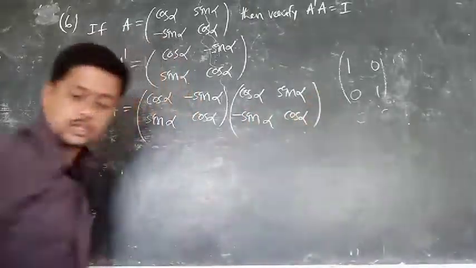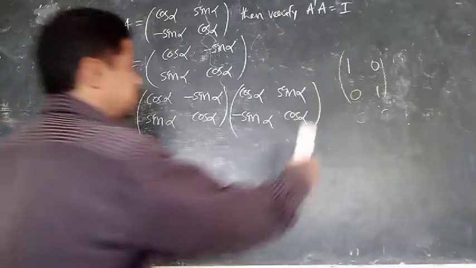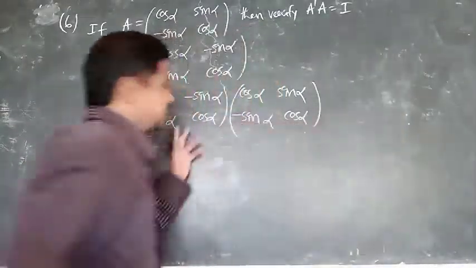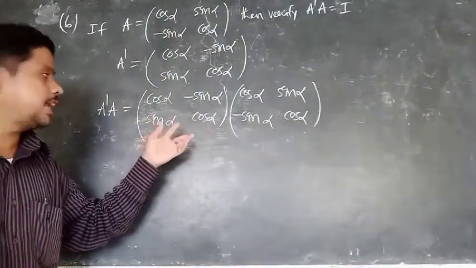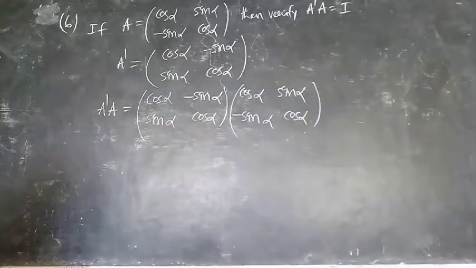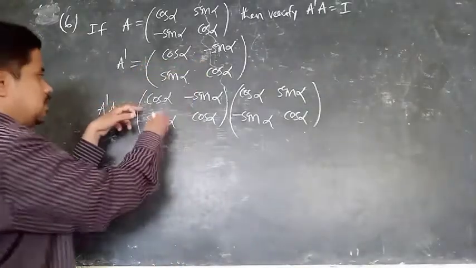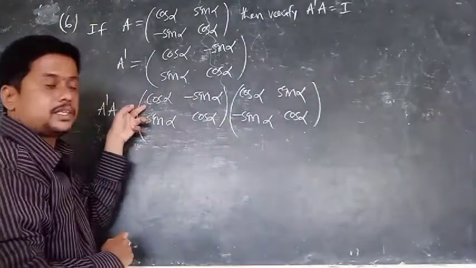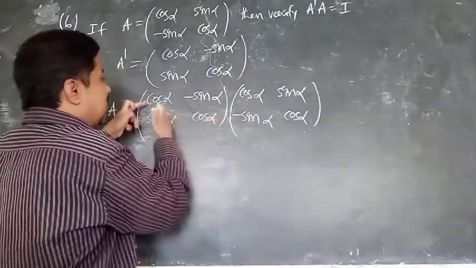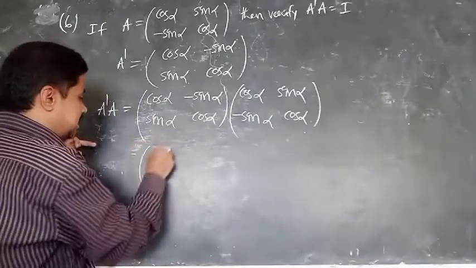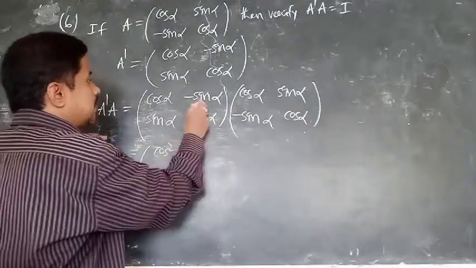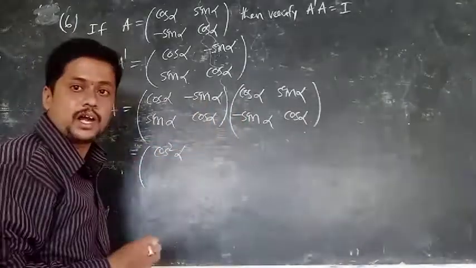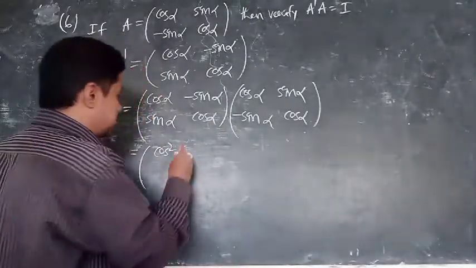So like that I have to write first. If you write like this, we can easily eliminate mistakes. Fix the first row and first column. Cos alpha into cos alpha is cos square alpha. Minus sin alpha into minus sin alpha is what? Minus into minus is plus, so plus sin square alpha.